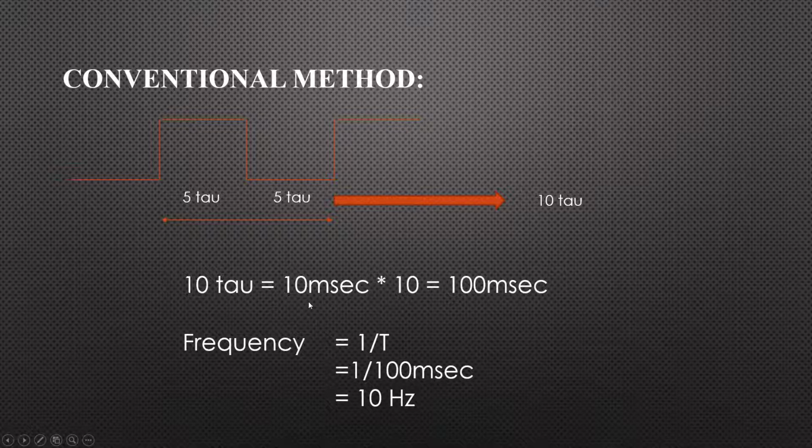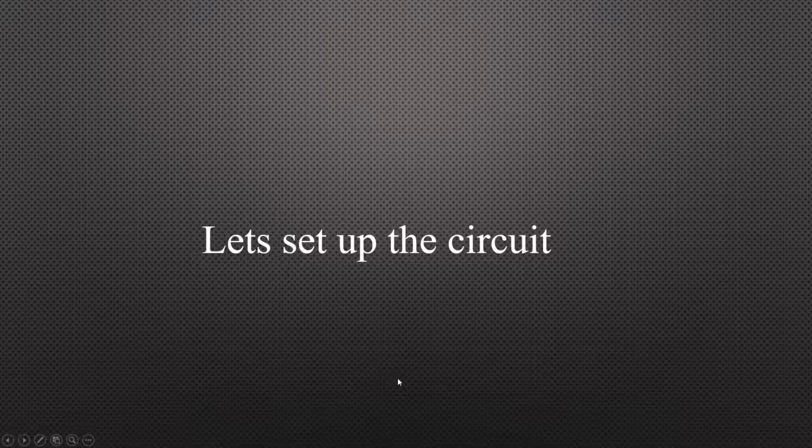As we are using a function generator, we have to convert this time into frequency as well. So 1 over T is equal to 1 over 100 millisecond, which is equal to 10 hertz. A 10 hertz frequency is required. So let's set up the circuit first.